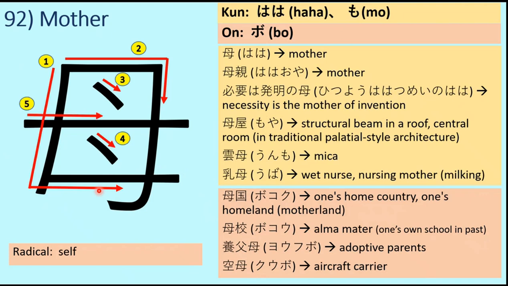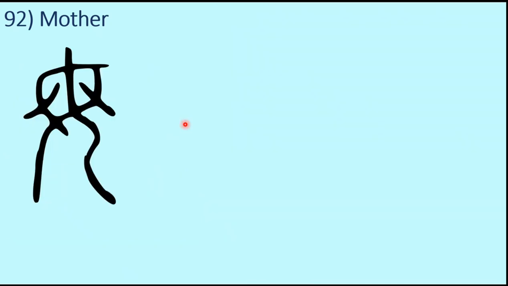Third and fourth are this. And fifth is the horizontal line. This is the way we write the kanji for mother. So now, from where did this kanji come?